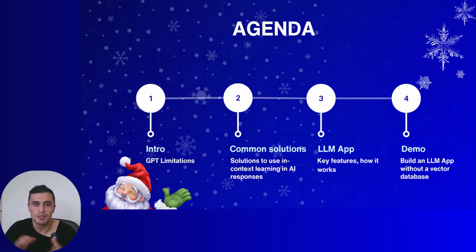Here's the agenda for today. We'll start by discussing some of the GPT and LLM model limitations, and I will walk you through the common solutions nowadays, using in-context learning for your AI applications, or how to add private data to your LLM applications. I'm also going to introduce our open source project called LLM App, large language model app, its key features, what you can achieve with it, and how it works. I will briefly describe it, and at the end you will see a demo of an LLM application without vector storages or vector databases, which provides a simple infrastructure for your applications.